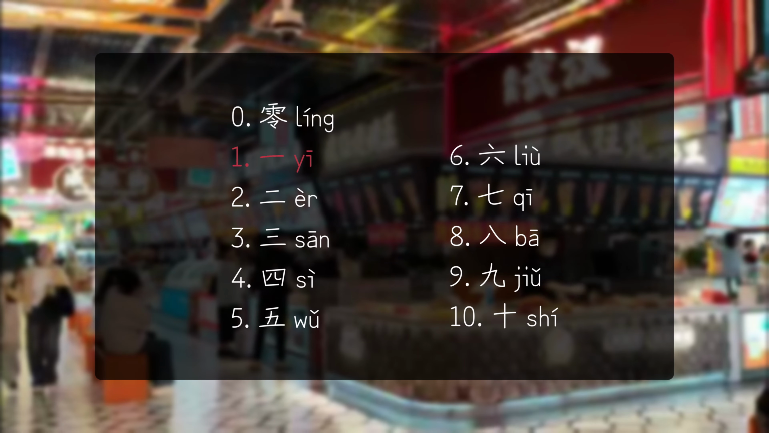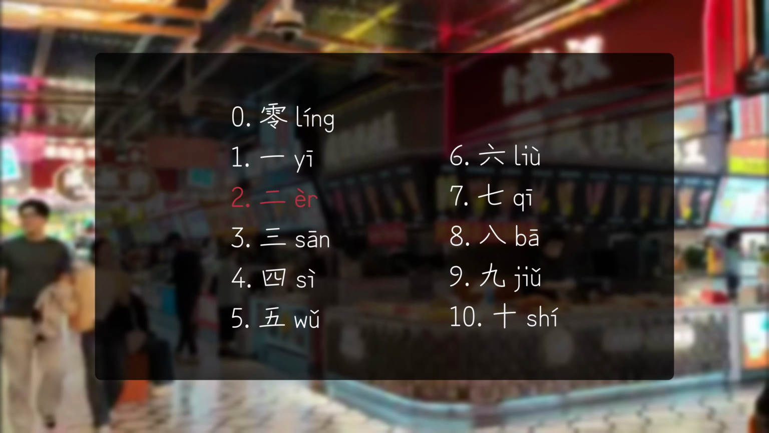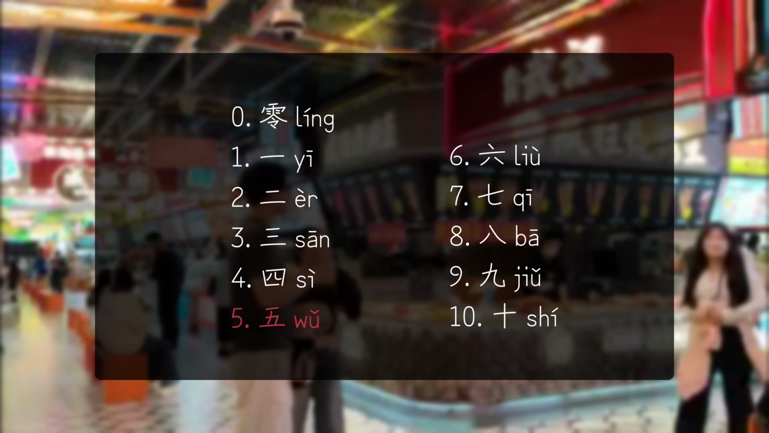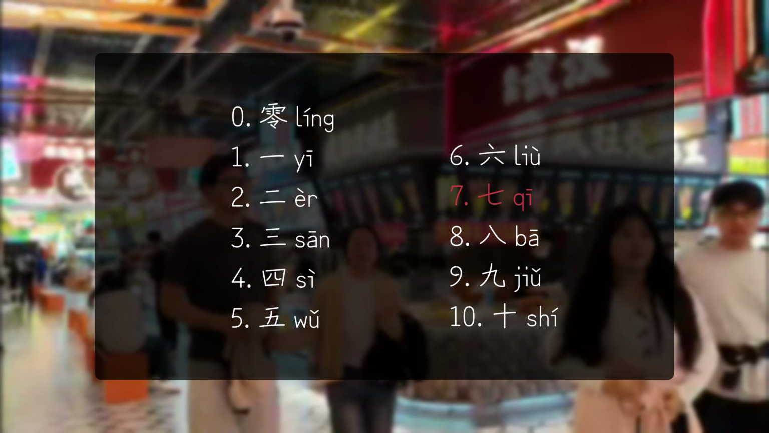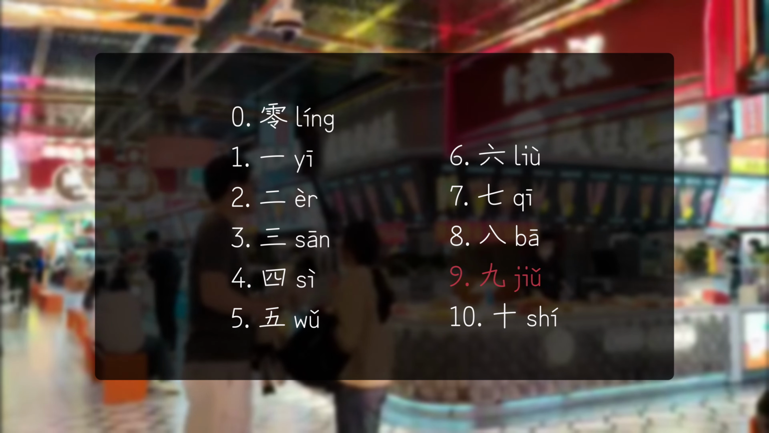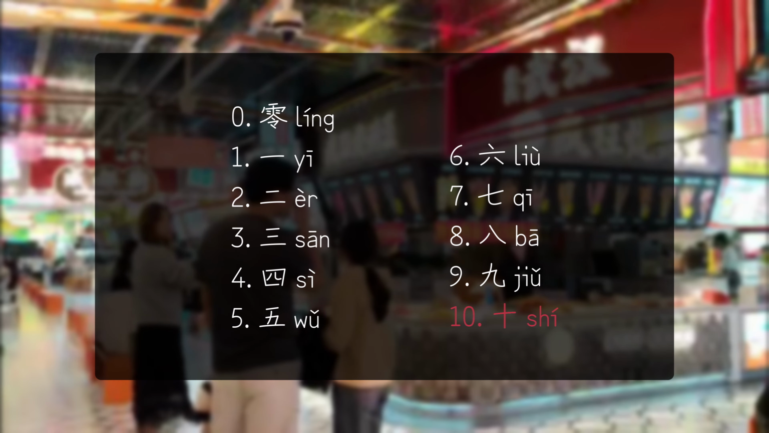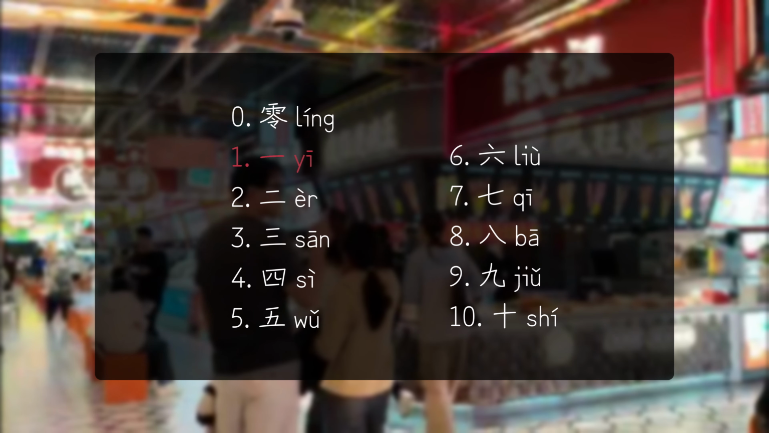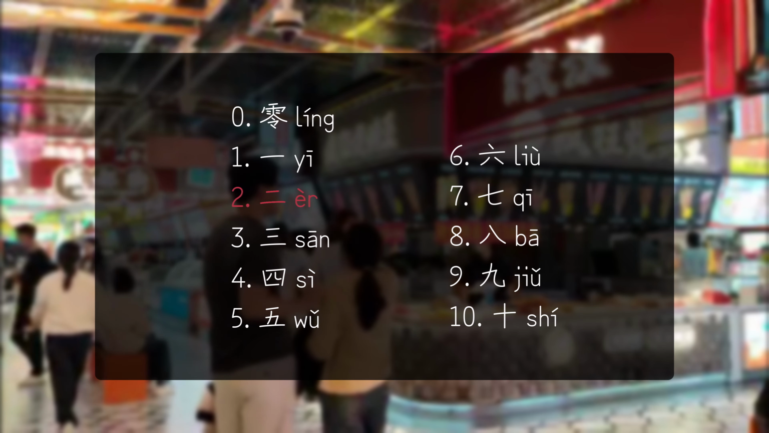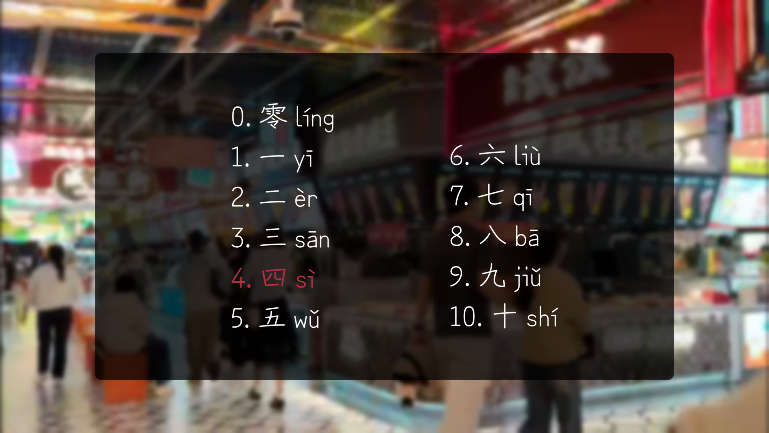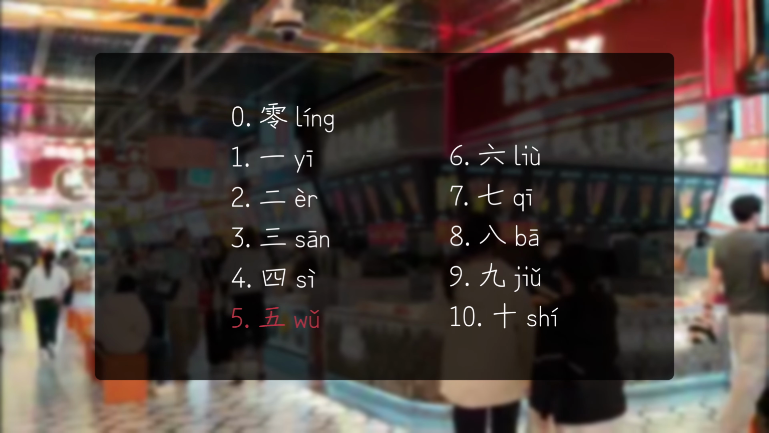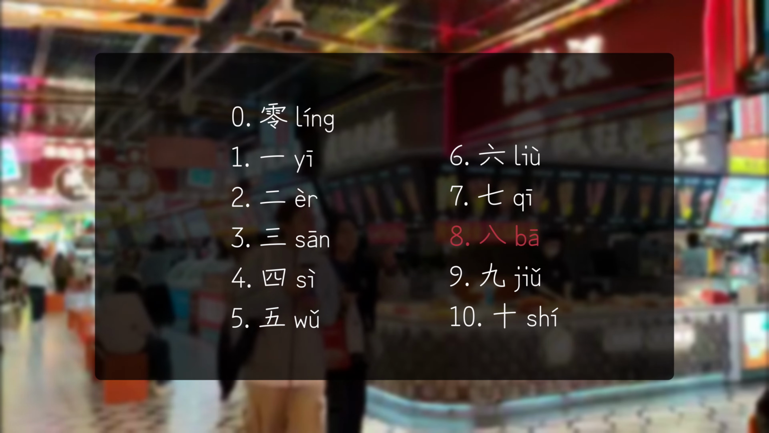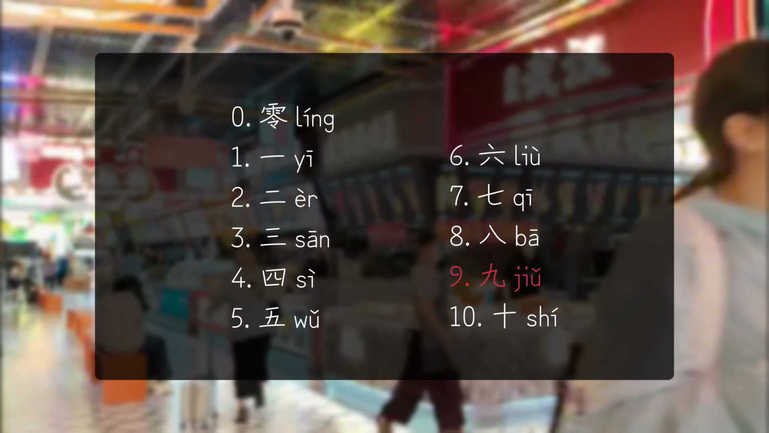零, 一, 二, 三, 四, 五, 六, 七, 八, 九, 十. One more time. 零, 一, 二, 三, 四, 五, 六, 七, 八, 九, 十.